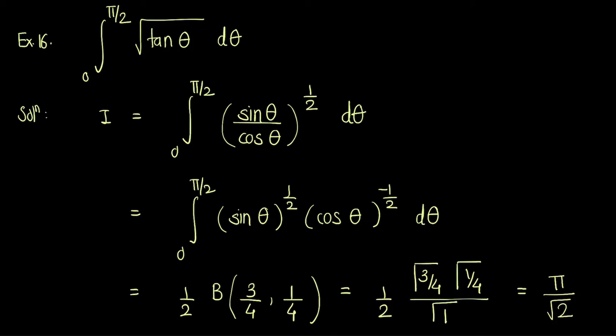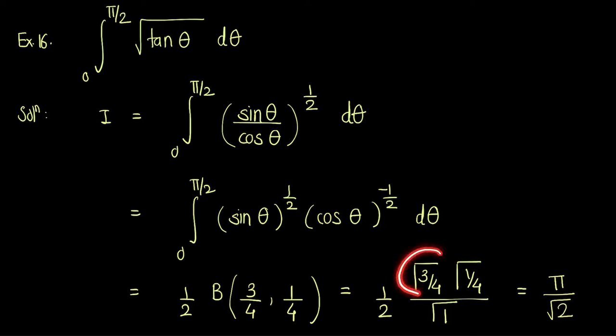Again, by using the relationship between beta and gamma, we have beta of 3 by 4 comma 1 by 4 equal to gamma 3 by 4 into gamma 1 by 4 upon gamma of 3 by 4 plus 1 by 4, that is gamma of 1, and gamma of 1 is 0 factorial and 0 factorial is 1.